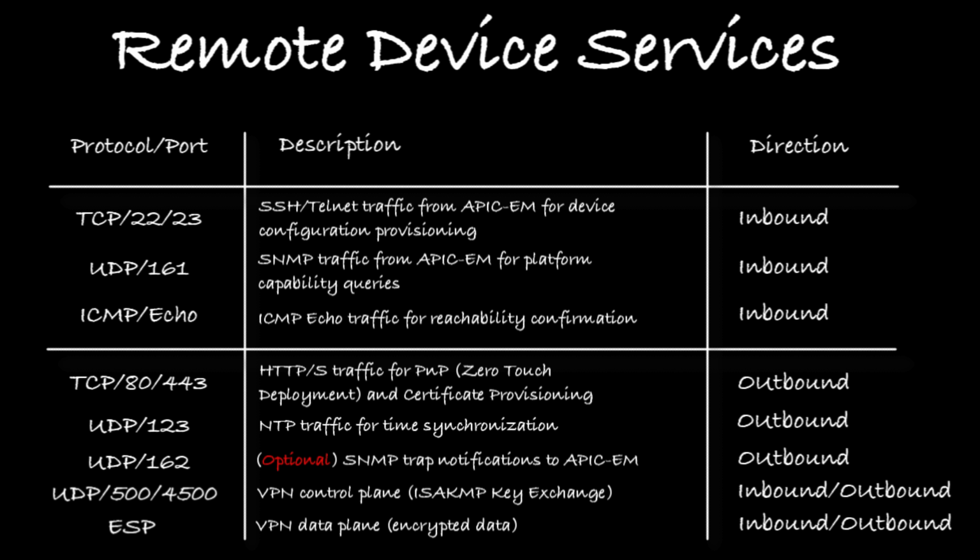In the outbound direction, TCP port 80 and 443 will facilitate zero-touch deployment, while UDP port 123, or NTP, will provide for accurate timekeeping. Optionally, consider allowing UDP port 162 so that the device can send SNMP traps to APIC-EM. UDP port 500 and 4500 should also be allowed so the devices can successfully exchange ISAKMP control messages to facilitate VPN setup and teardown between hubs and spokes. And last but not least, ESP should be allowed so that encrypted traffic can reach the IWAN router.